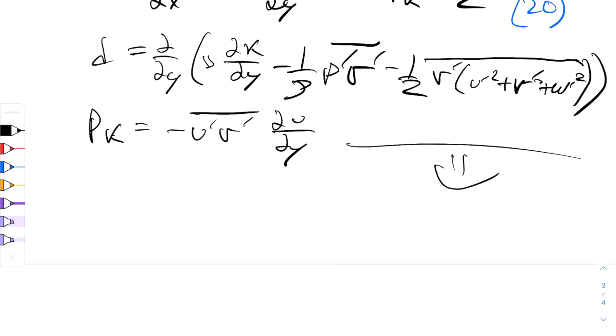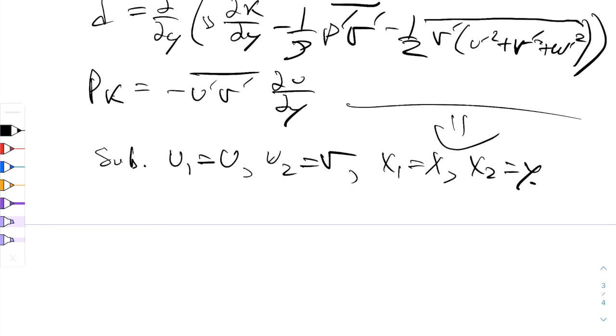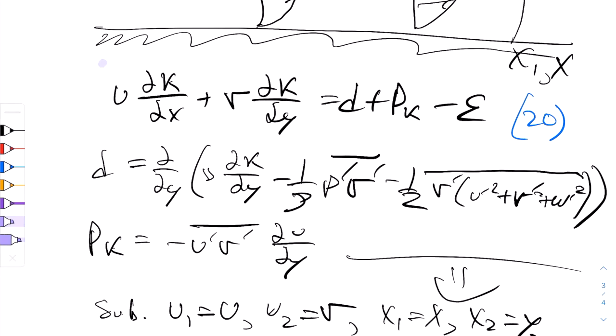Okay, we can now substitute, remember, in this notation we've substituted already, u1 equals u, u2 equals v, x1 equals x, and x2 equals y. And we introduced this in almost the first class. So this is the famous equation number 20, indeed right here, for the boundary layer turbulent kinetic energy.